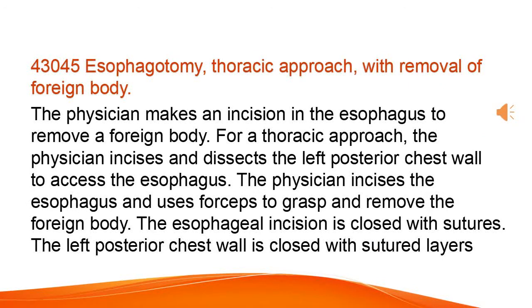Esophagotomy, thoracic approach, with removal of foreign body. The physician makes an incision in the esophagus to remove a foreign body. For a thoracic approach, the physician incises and dissects the left posterior chest wall to access the esophagus. The physician incises the esophagus and uses forceps to grasp and remove the foreign body. The esophageal incision is closed with sutures. The left posterior chest wall is closed with sutured layers.